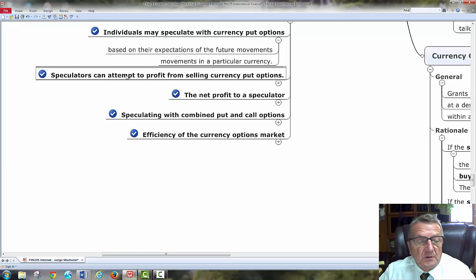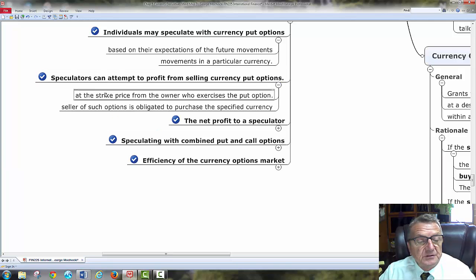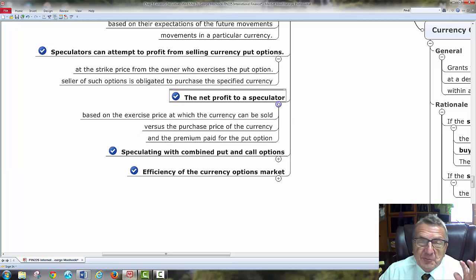Cycles going through. Okay, so speculators can attempt to profit from selling currency put options at the strike price from the owner who exercises the put option. Sellers of such options are obligated to purchase the specific currency. You have no choice. I always use eBay as an example. Once you said yes, I got the bid, I'm obligated. If I don't, they knock me out. But there's some penalty. Just leave it at that.